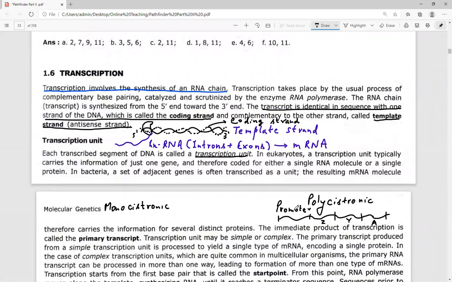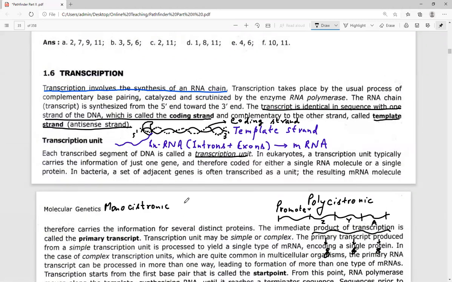So the three genes will be transcribed by the same promoter and will produce the same transcript. This would be the mRNA transcript that would be produced, and this mRNA transcript will produce three different types of proteins: first, second, and third. This is referred to as polycistronic, a single promoter producing the transcription of more than one gene.